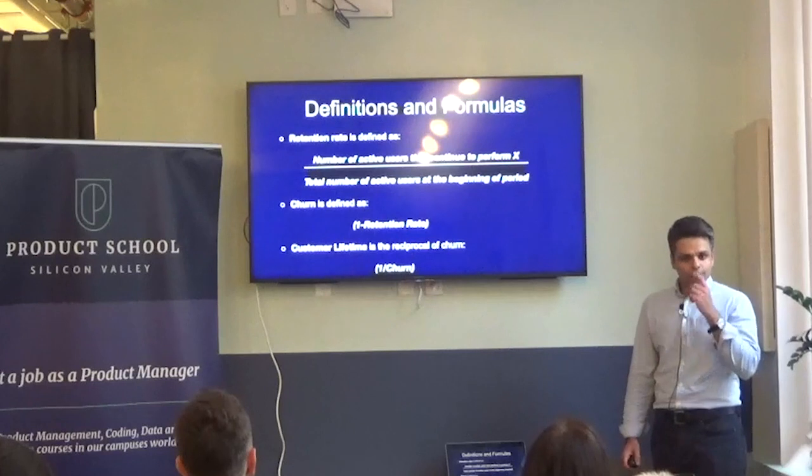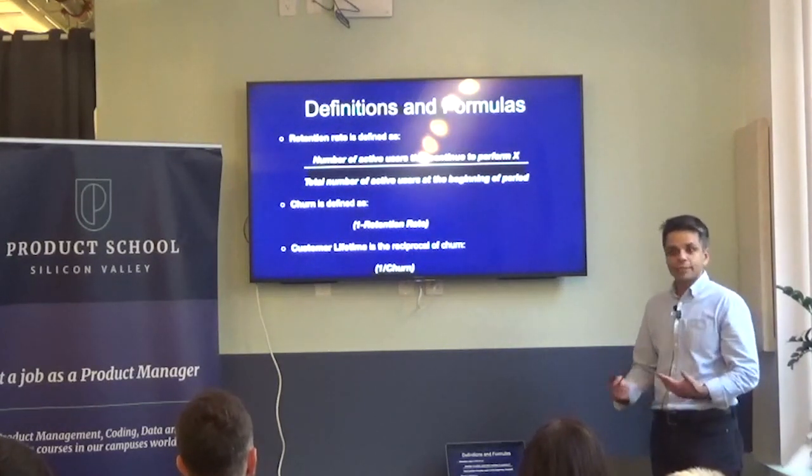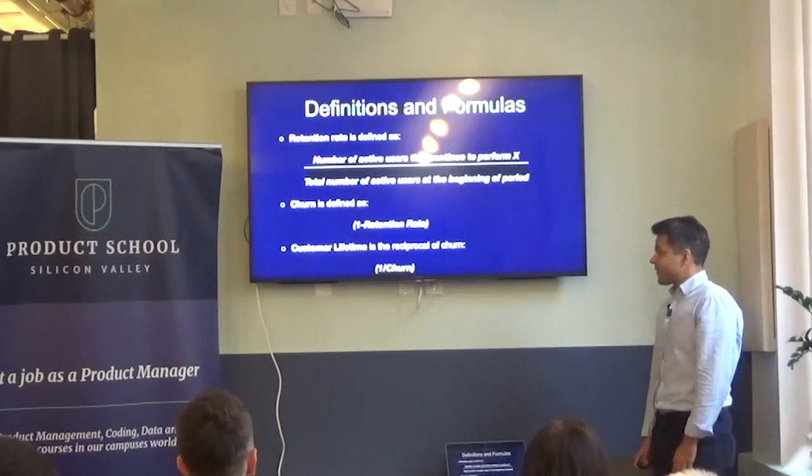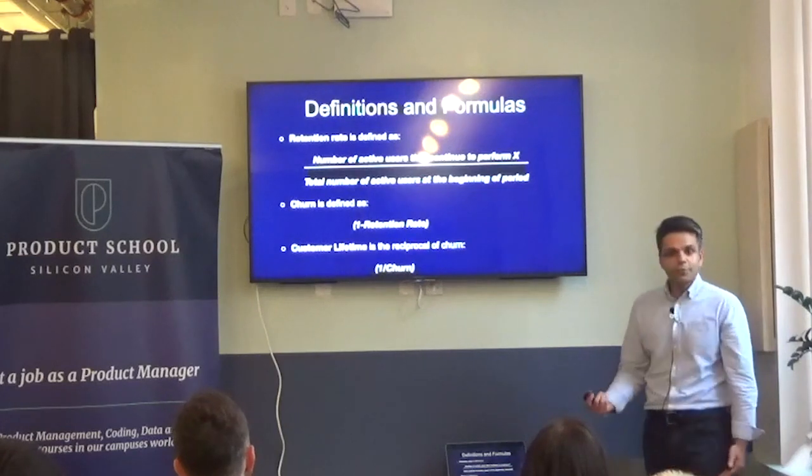Churn, you'll often hear this term: my product, we have this churn rate. So that's how many people are leaving your product. The calculation for that is just 1 minus your retention rate. So if your retention rate is 80%, your churn would be 20%.